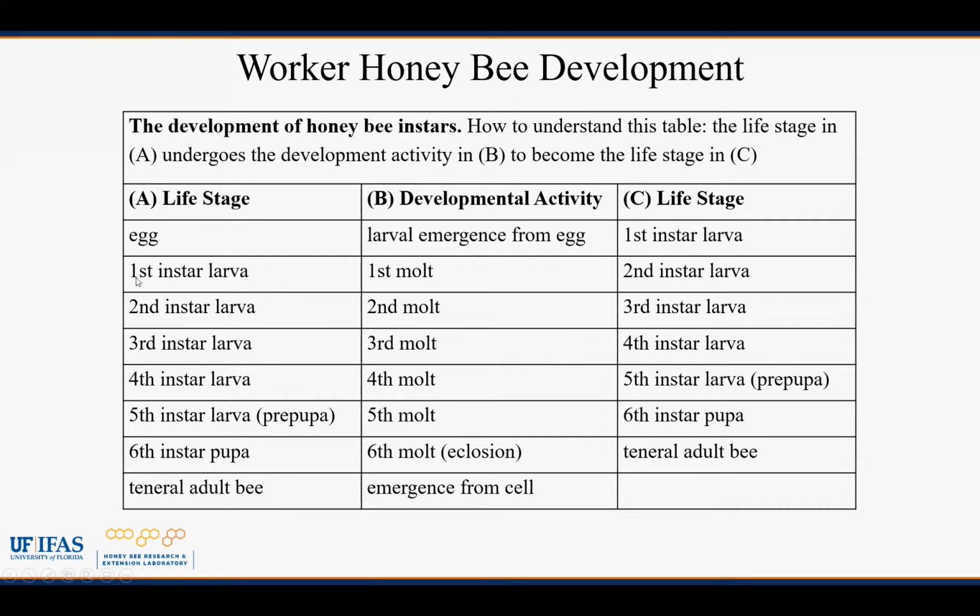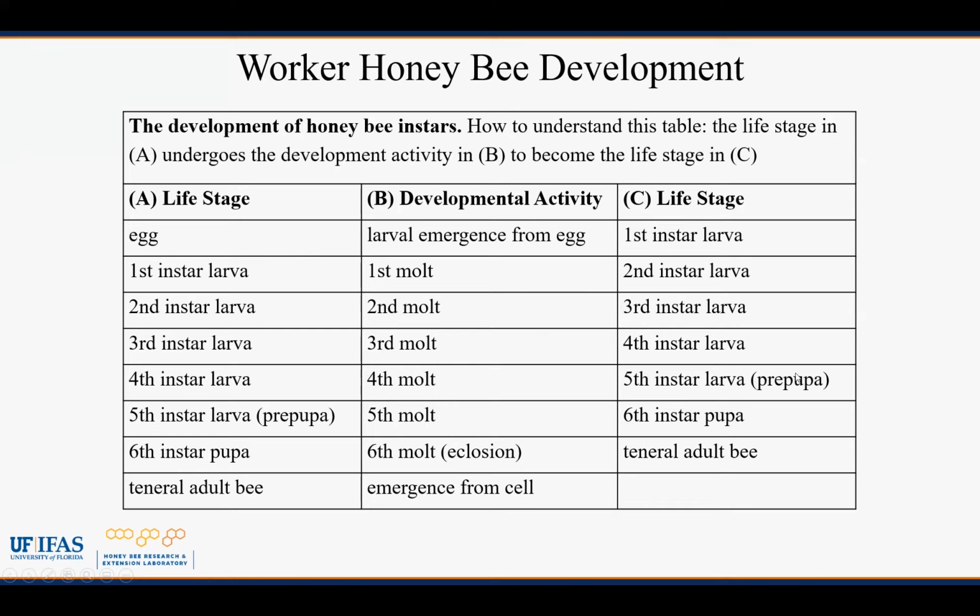That first instar larva will eat, shed its skin or molt, and become a second instar larva. The second instar larva eats, molts, becomes a third instar larva. The third instar larva eats, molts, becomes a fourth. The fourth instar larva eats, molts, and at that molt, it becomes the prepupae.